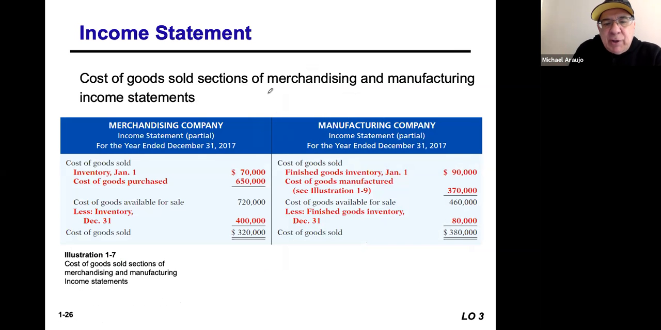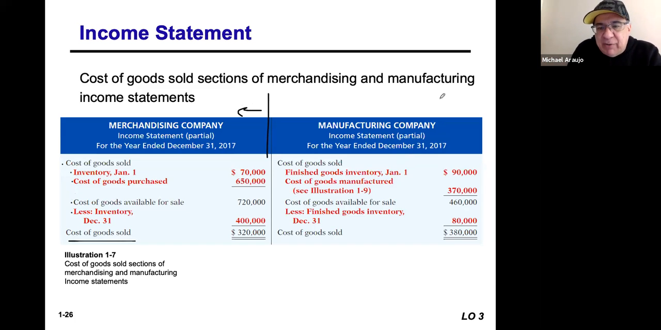So again, there's two different partial income statements here. On the left side, you have the merchandising company. Again, this is retail. Their cost of goods sold is simply the beginning inventory plus all of the goods that they purchased. That gives them the available goods for sale. Then they subtract out what's left at the end of the period. What's not there is considered sold, and so it's cost of goods sold.